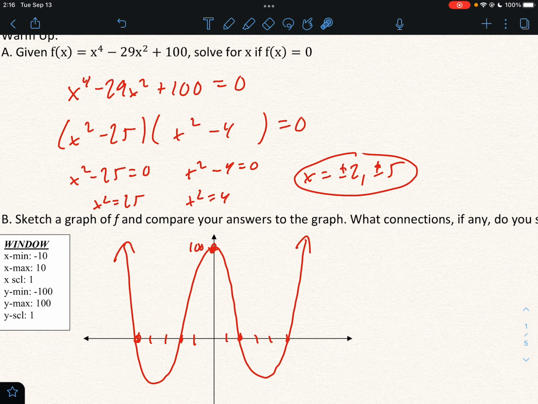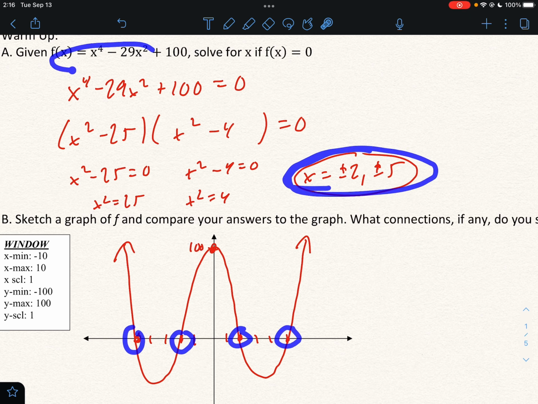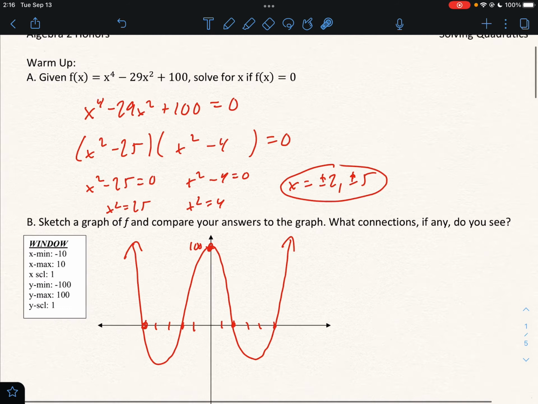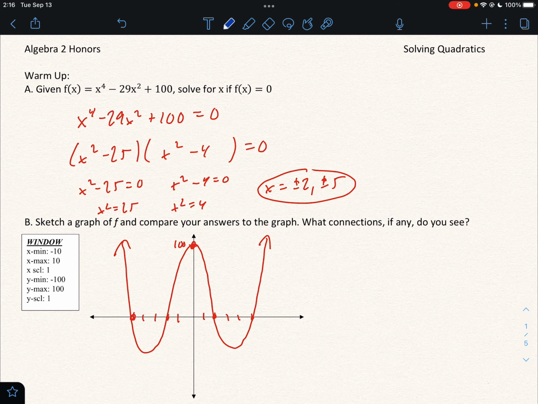Okay, and then the graph of this should look very similar to this graph here, kind of like a W looking shape. And you can see where it crosses the x-axis at 4 different points are the 4 x values that make this 0. All right, so what does that mean? That means that when we're solving for a function equal to 0, we are actually seeing where the graph crosses the x-axis. All right, on to today's lesson.